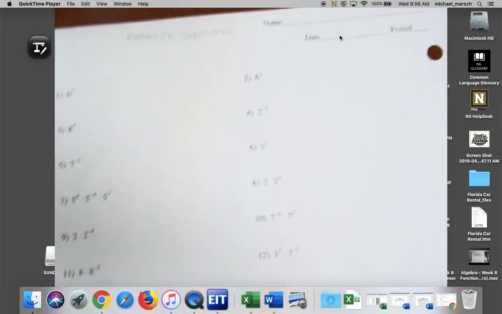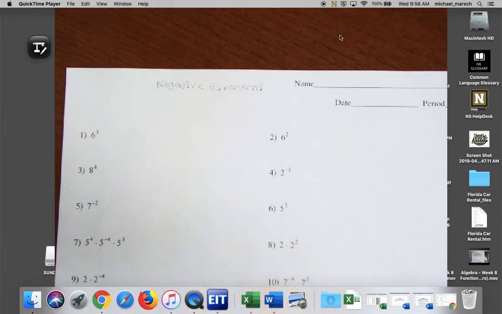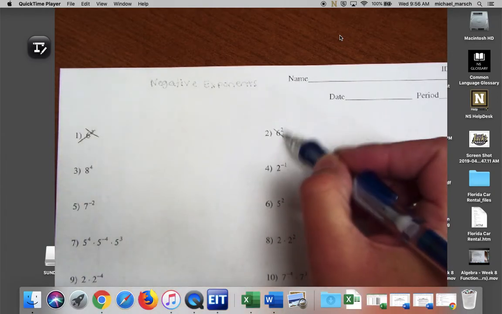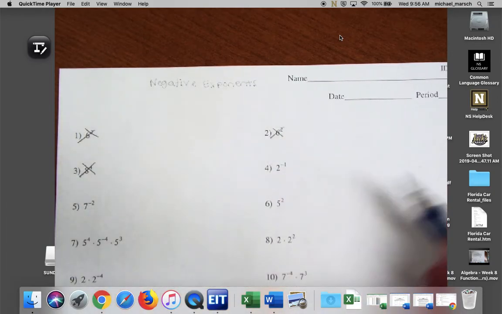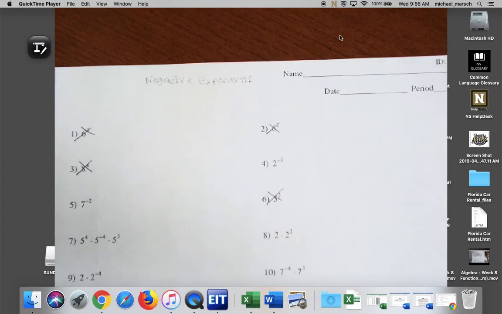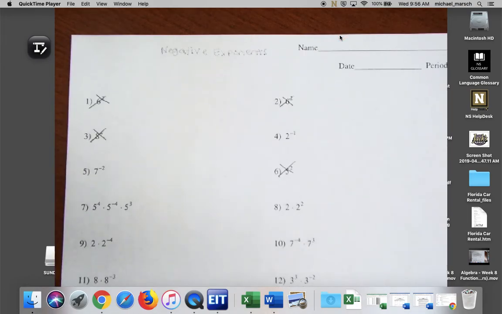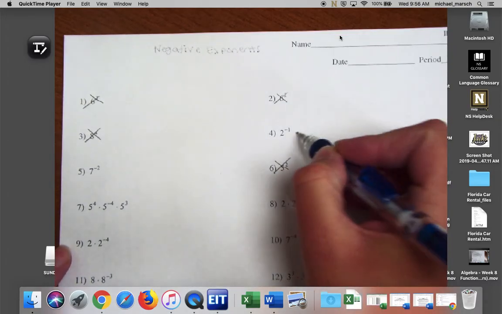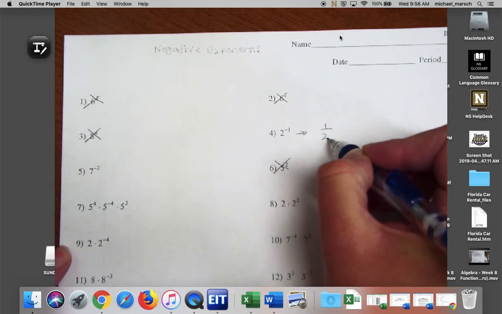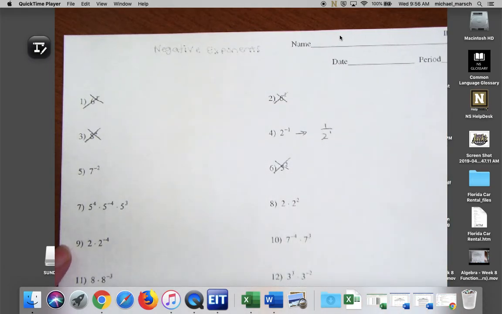On the back, this is more practice with negative exponents. I had the other students cross out 1, 2, 3, and 6 because there's not really anything you can do with those. What they wanted you to do was like do 6 times 6 times 6. I don't want you to do that. So what you're going to do is work through here, and anytime you see a negative exponent, you're going to transform it, right?